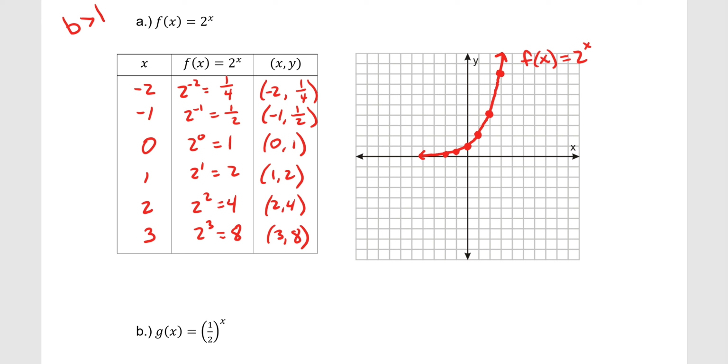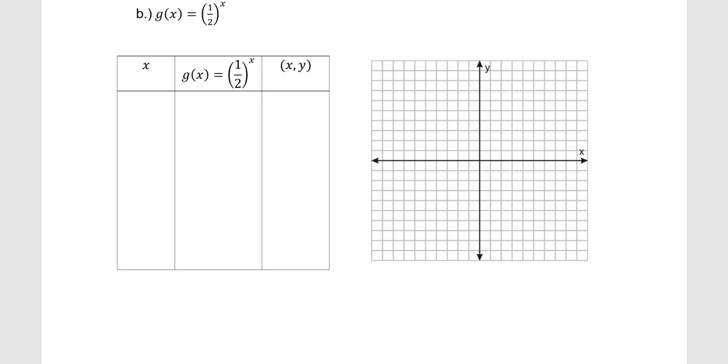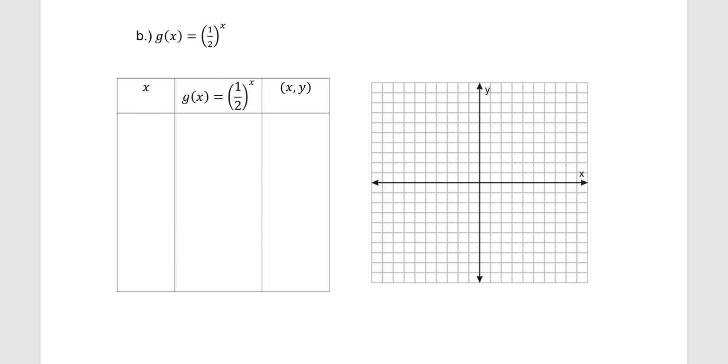So this is an exponentially increasing function. And we'll see on the next page there's actually a horizontal asymptote at y equals 0, but we'll see that on the next page. So this is what happens when the base is greater than 1. It's exponentially increasing. Now let's see what happens when, in this case, the base is between 0 and 1.